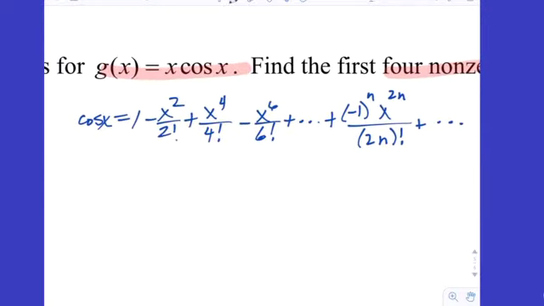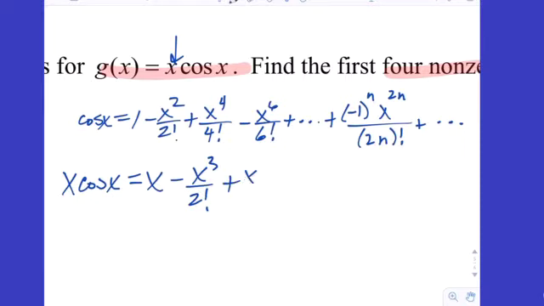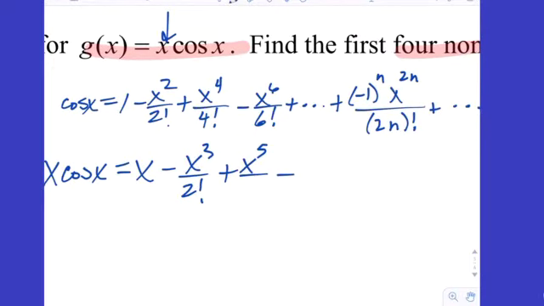Okay, so anyway, now we are going to multiply everything by x. So x cosine of x is x now for the first term. We're distributing it, so we're increasing the power of x by 1. So x cubed over 2 factorial plus x to the 5th over 4 factorial, minus x to the 7th over 6 factorial plus dot, dot, dot. We're only changing x.